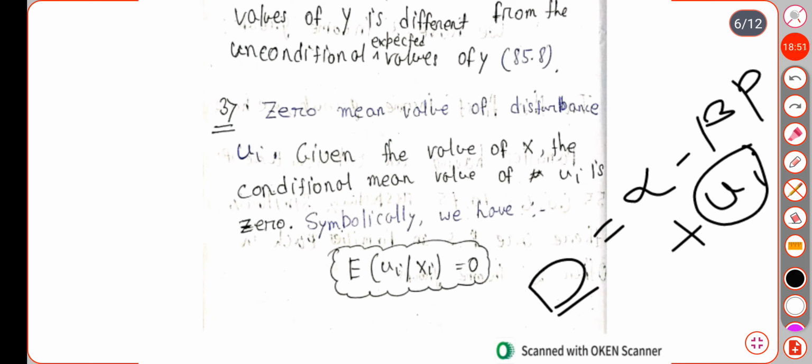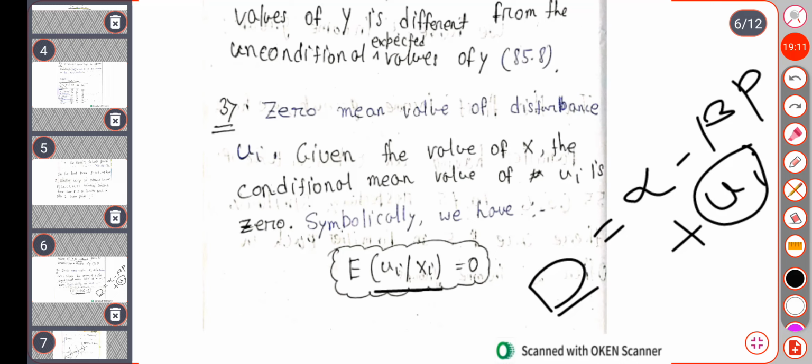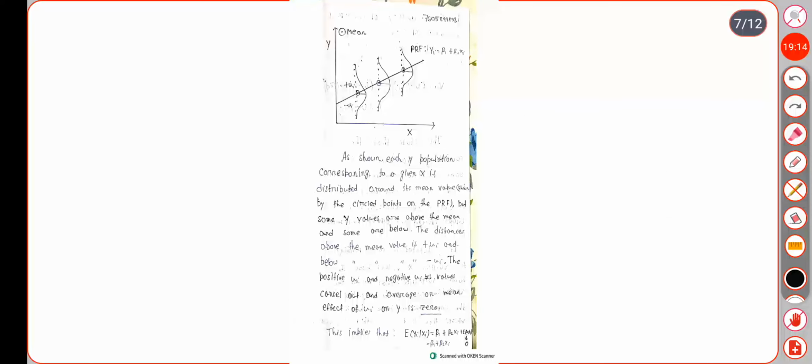Now how can we explain this? Zero mean value, or this is a conditional mean. This is depending upon xi. This mean of the error term is depending upon xi, and the conditional expectation of the error term is 0. Now how can you define it? As I have told in the previous class, you must watch that previous class.